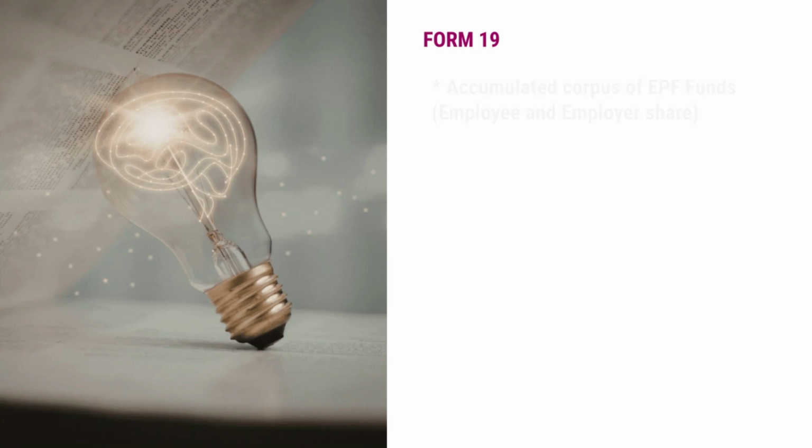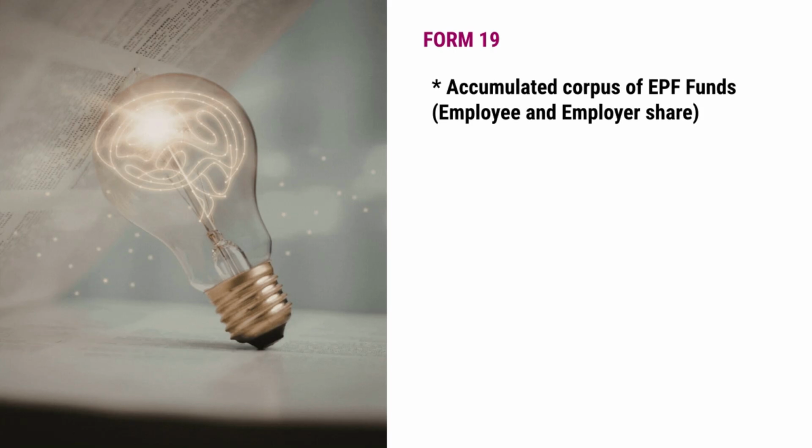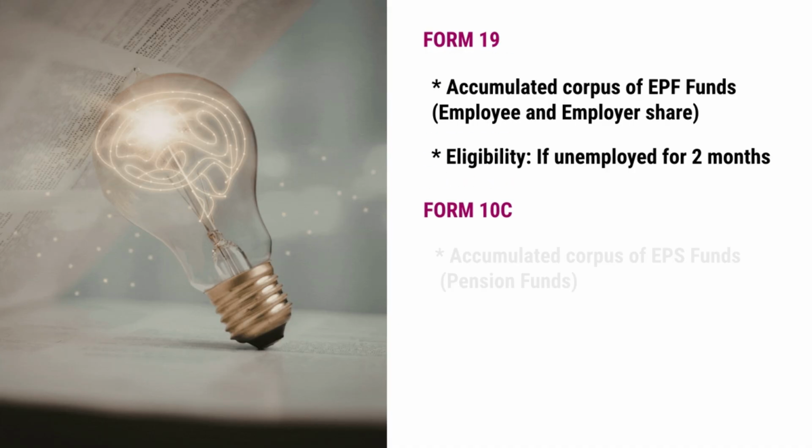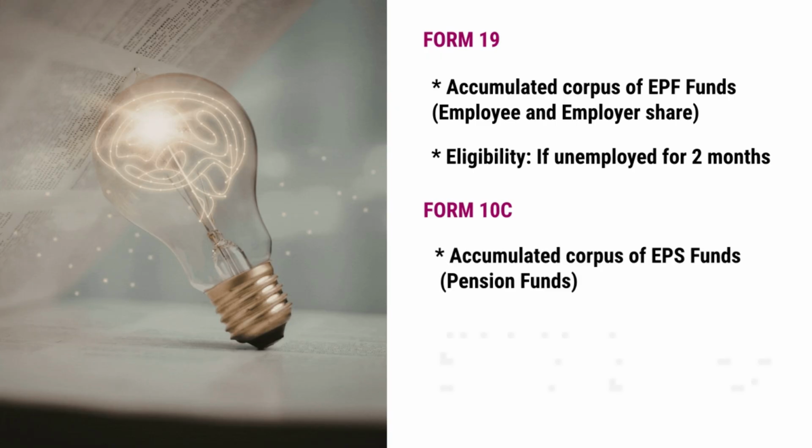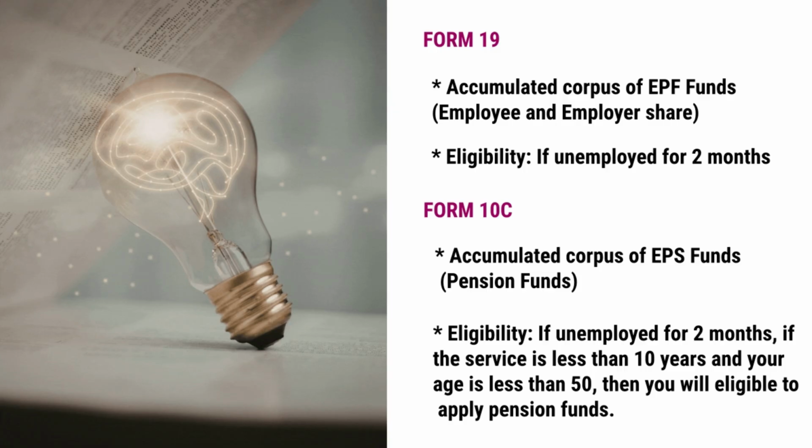Quick introduction. First, let's understand Form 19. Form 19 is used to withdraw your EPF balance, which includes both employee and employer contributions. You are eligible to withdraw if you are unemployed for 2 months. Now let's see Form 10C. Form 10C is used to withdraw your EPS pension amount. You are eligible if you are unemployed for 2 months, your service period is less than 10 years, your age is below 50 years.